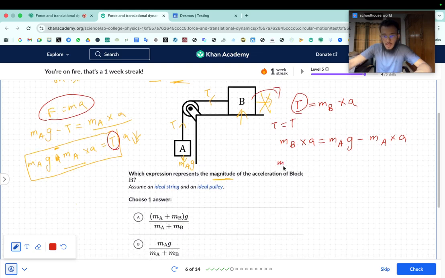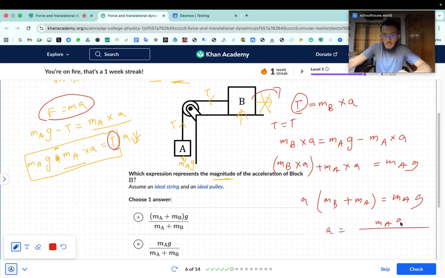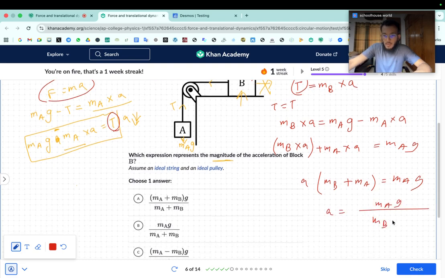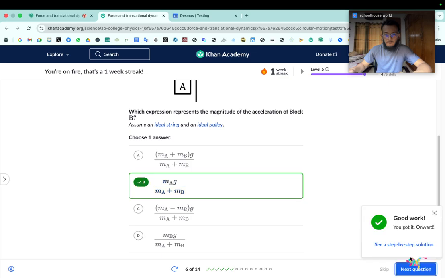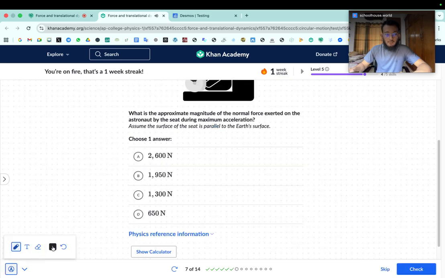So what we can do is mB times a plus mA times a equals mA g, and if we make a the subject, we have mB plus mA in the bracket, and for a we have mA g over mB plus mA. So the numerator matches this, and so does the denominator. So B is our answer for this question. Moving on.